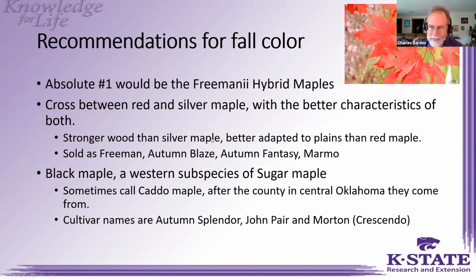Silver maple is our native maple, widely adapted to streamside sites throughout the eastern half of the state, but it does have brittle wood. They can suffer catastrophic branch loss with some high winds. Red maple has much stronger wood. So the hybrid has stronger wood than the silver maple, more like the red maple, but it's much better adapted to our dry plains environment than red maple. We've seen red maples suffer in a lot of sites in Kansas, and we've seen the Freeman maples do quite a bit better.